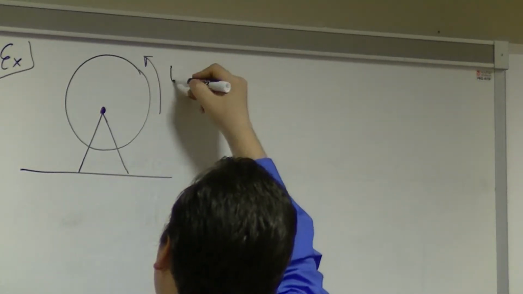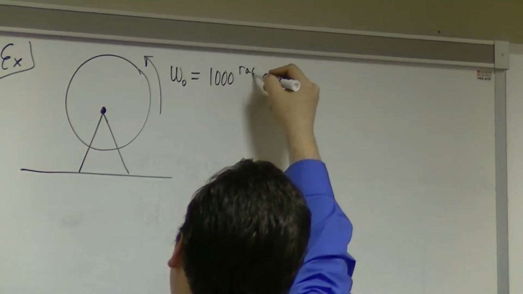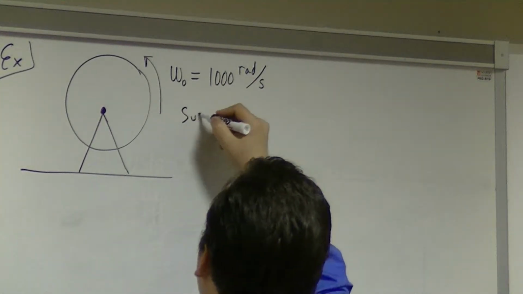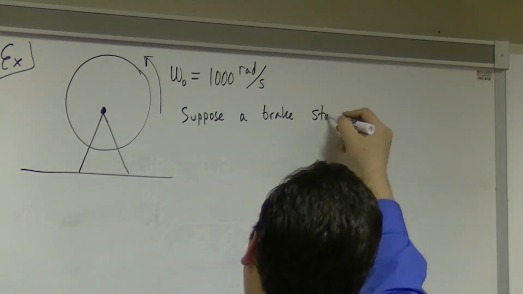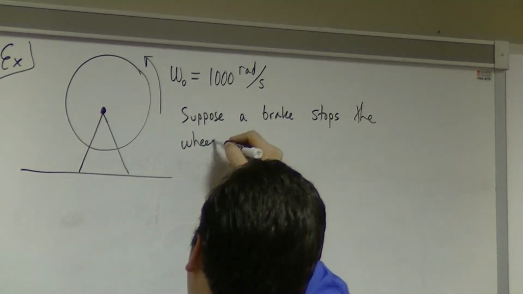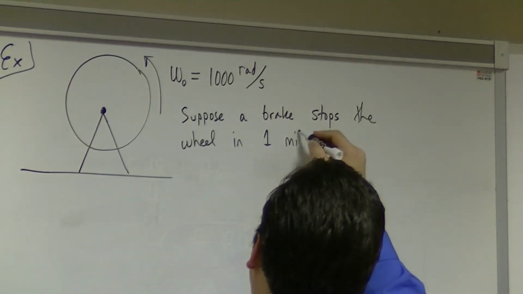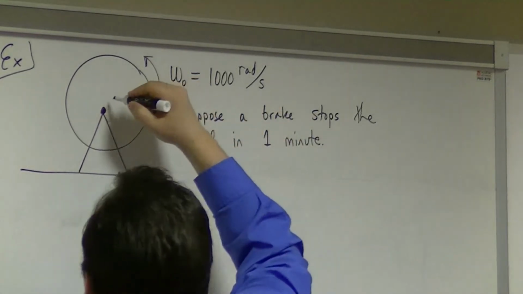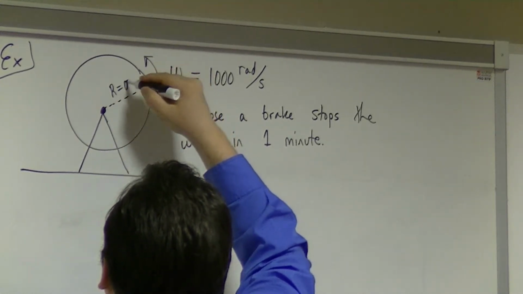Suppose the initial angular speed is something like 1,000 radians per second. And then suppose a brake stops the wheel in 1 minute. You can also give us the radius. Let's suppose that the radius is 0.5 meters, okay?